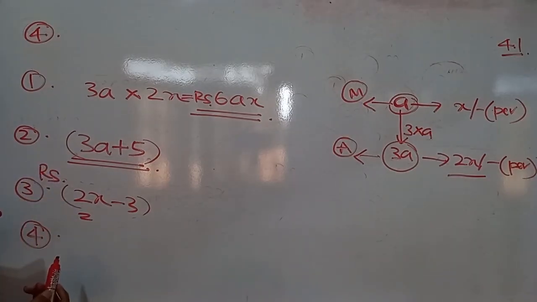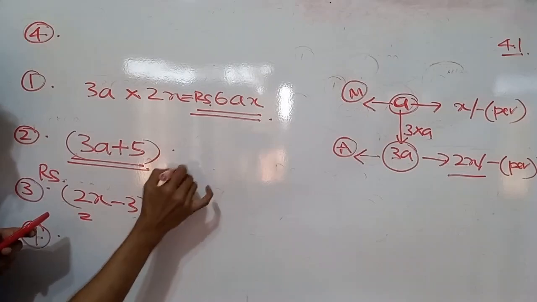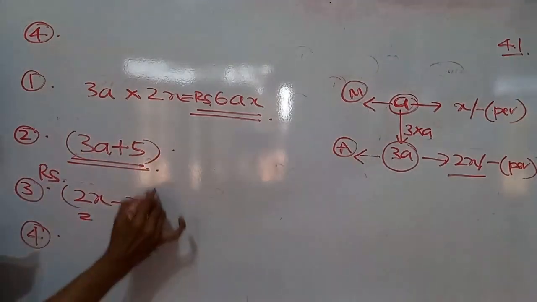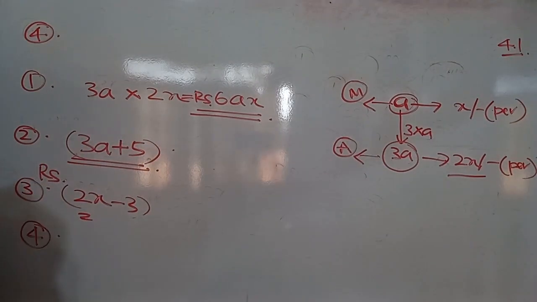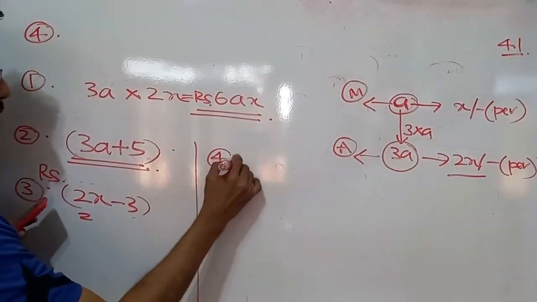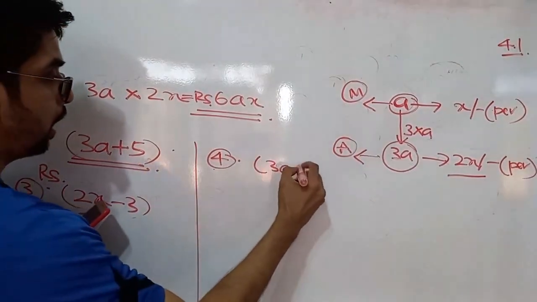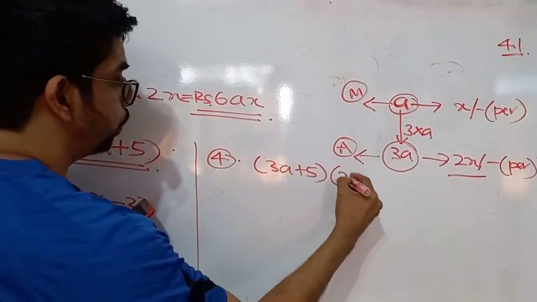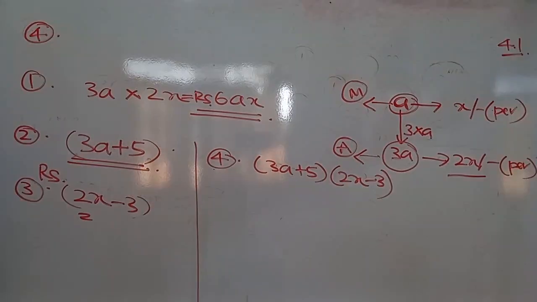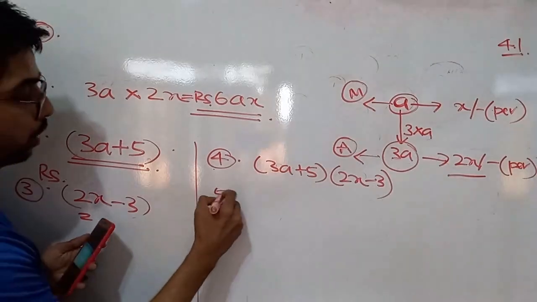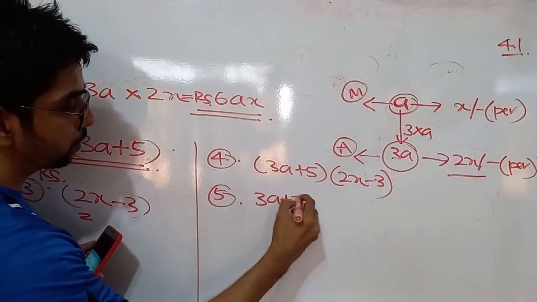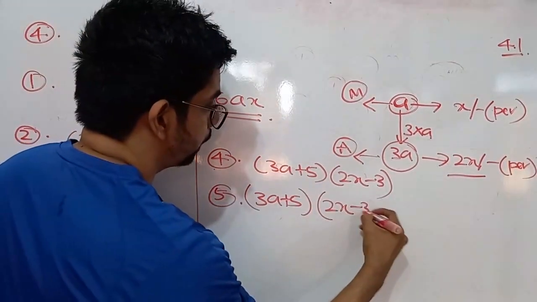Part 4. Write down the cost of the apples in terms of a and x. Cost of apples. How many apples were bought? This amount. The price of each apple is 2x minus 3. Let me write it separately here so it will be somewhat neat, right? So 3a plus 5 into 2x minus 3. Expand and simplify the binomial expression in part 4 above, right?